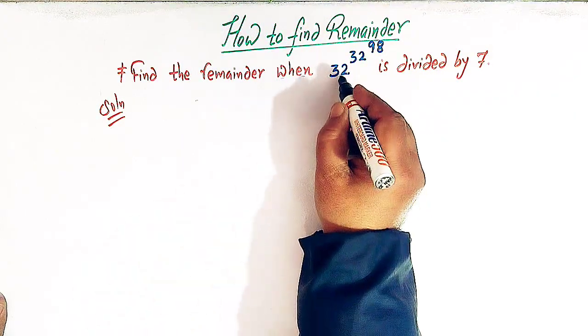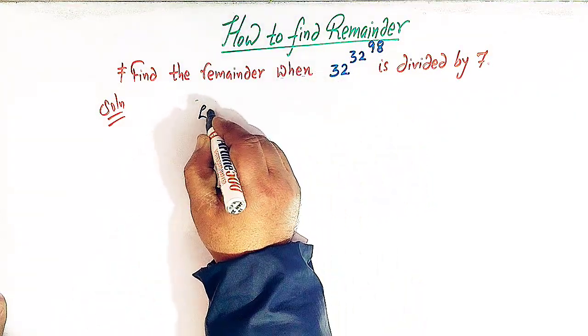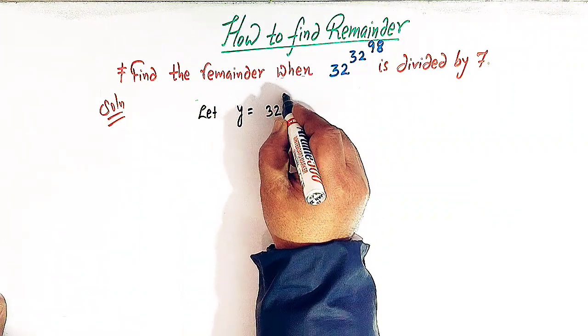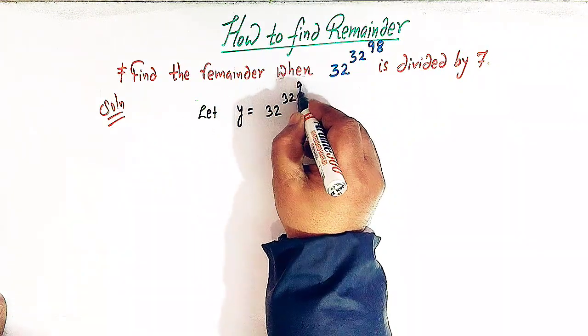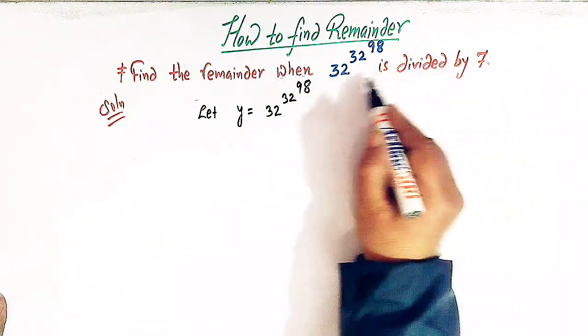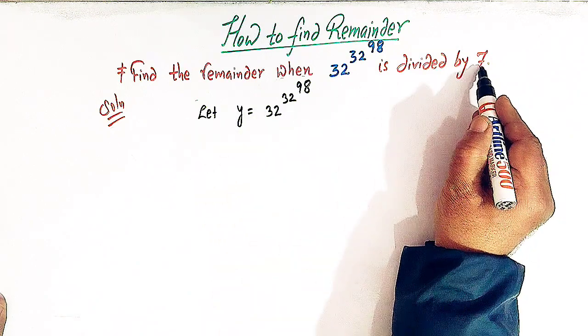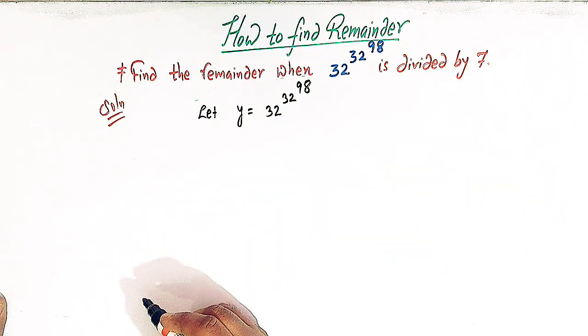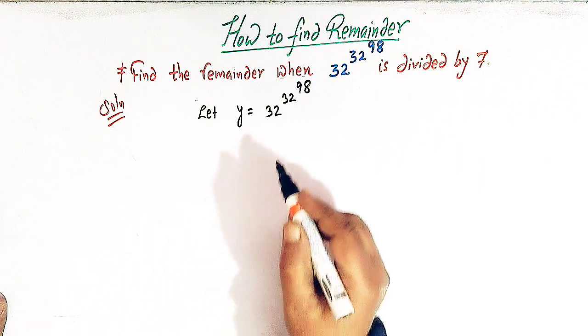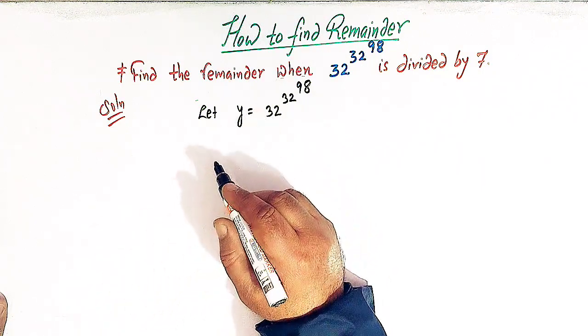So let us first take this number as y. So we have y is equal to 32 raised to 32 raised to 98. And we have to find the remainder when this number y is divided by 7. So let us first quickly see the concept which is going to be used to solve this problem.